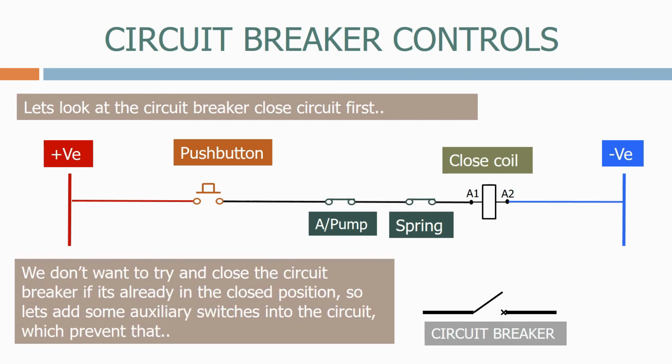We don't want to try and close the circuit breaker if it's already in the closed position, so let's add some auxiliary switches into the circuit which prevent that. Let's now push the push button. If all three contacts are now in the right position, the circuit breaker will now close.